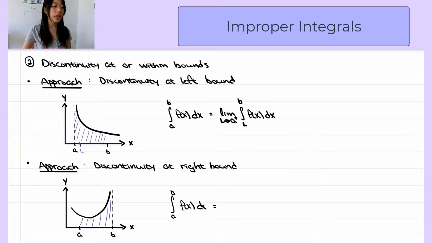Similarly with the discontinuity at the right bound. For example, here we have the integral of f of x evaluated from a to b, and the vertical asymptote occurs at x equals b. So here we are going to replace b by some other value, for example r, and we are going to take the limit as r approaches b from the left of the integral of f of x evaluated from a to r.